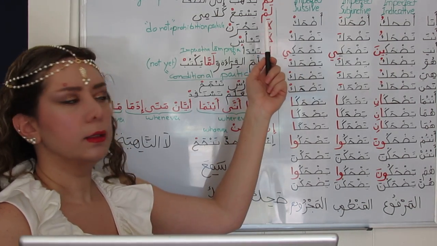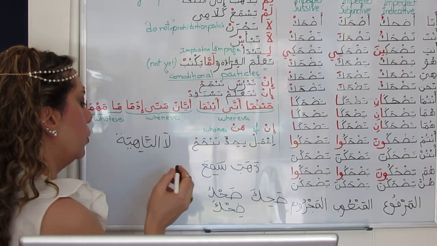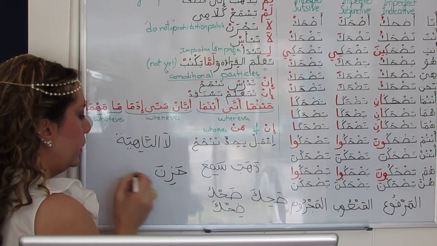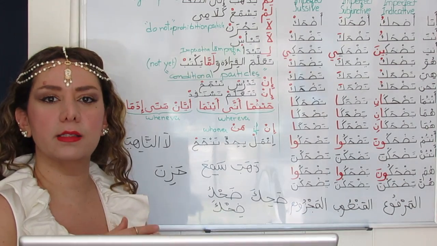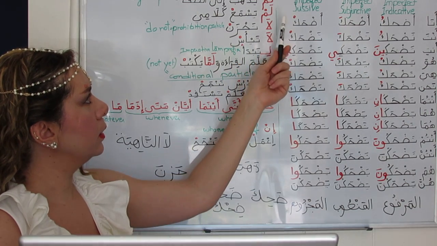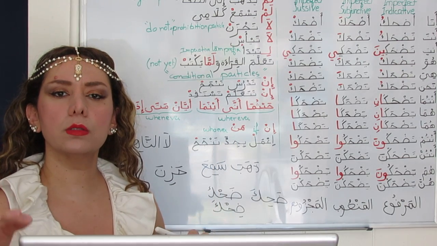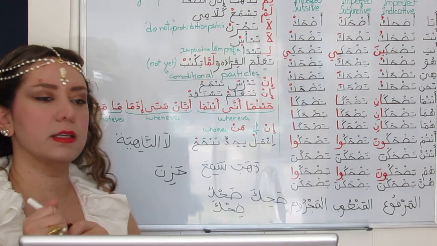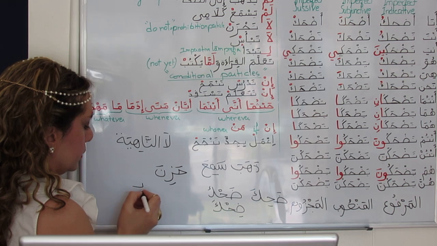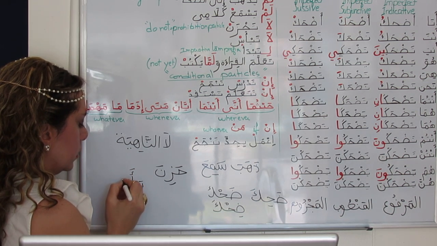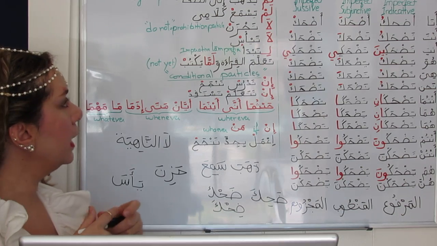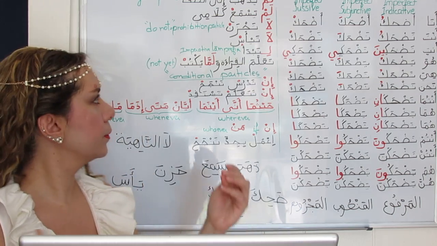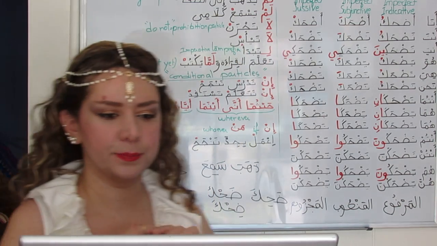So لا تحزن, it's from the verb حزن, to be sad. لا تحزن, it's in the Jussive mood. It means don't be sad. لا تحزن. لا تيأس, from the verb يأس. لا تيأس. Don't lose faith.